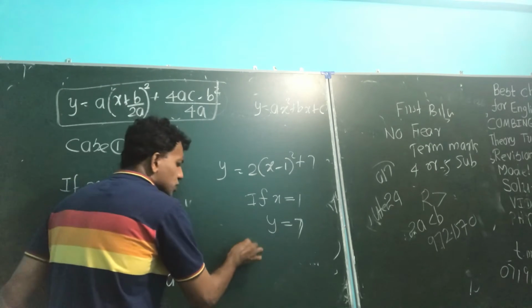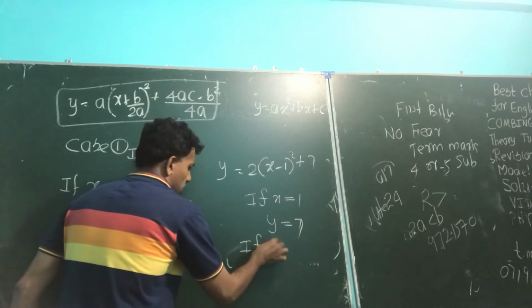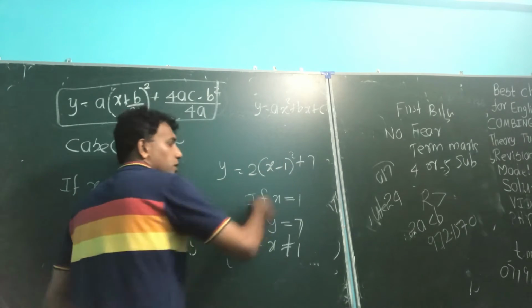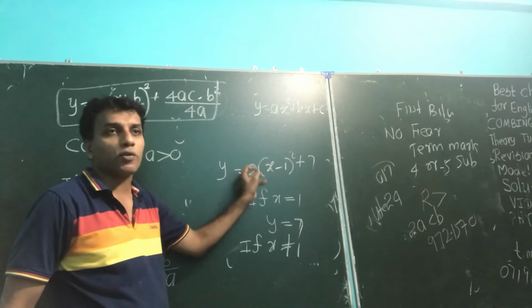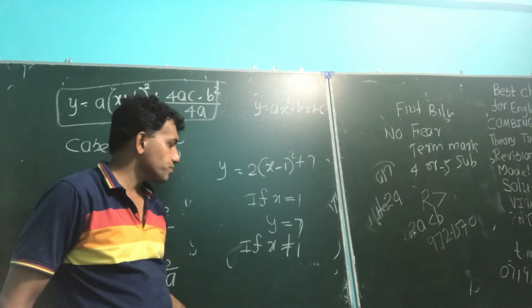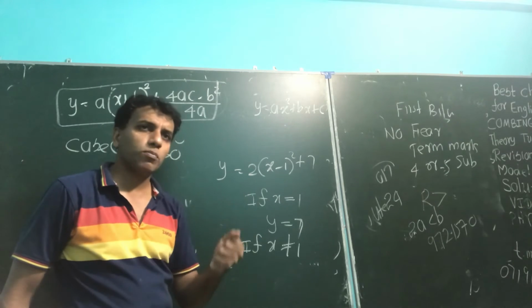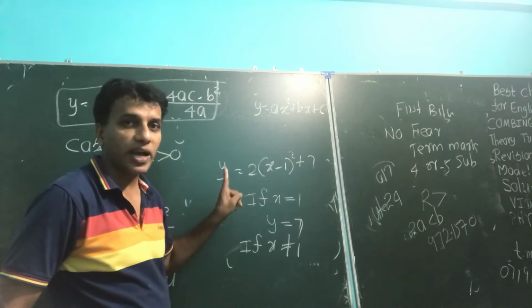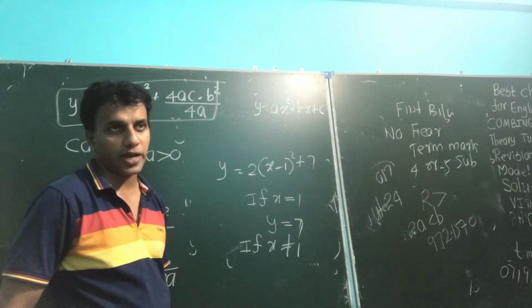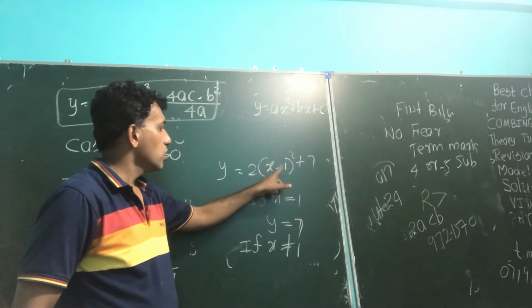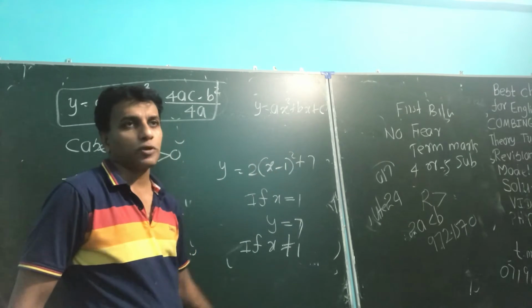Next, if x is not equal to 1, what happened? This never comes 0. For example, put x as 0. What happened? The answer is 9. If x is 0, y is 9. Check that. Put x as 2, that is also 9. Put x as 5.